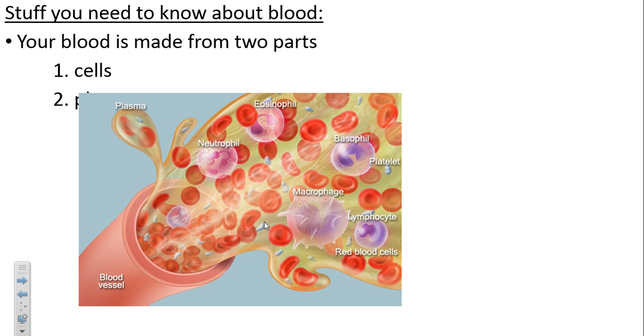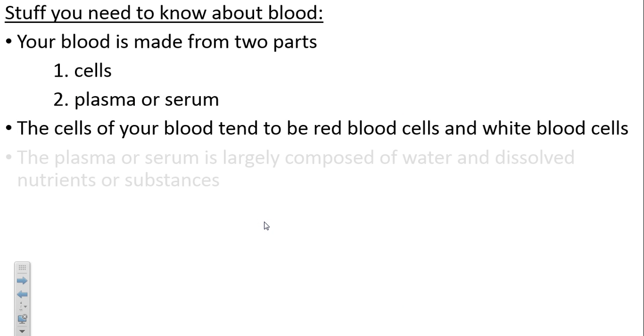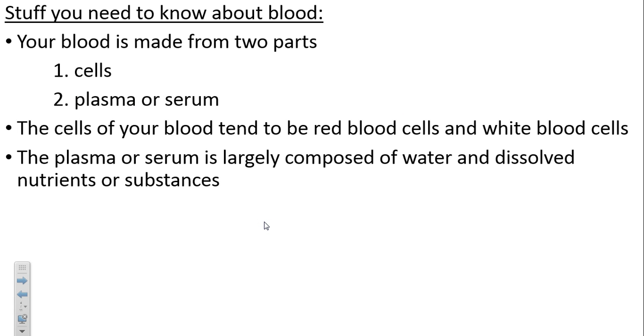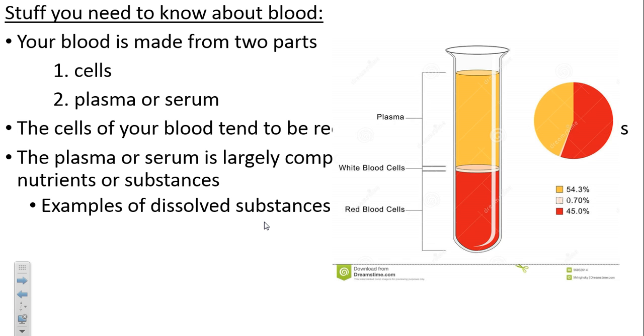It also has various other things in it: proteins, glucose, lipids. It's essentially the dissolving material, or the thing that suspends the cells. The cells of your blood tend to be red blood cells and white blood cells, like I said, and the serum or plasma is largely composed of water and other dissolved nutrients. Examples: glucose, proteins, like I mentioned earlier.